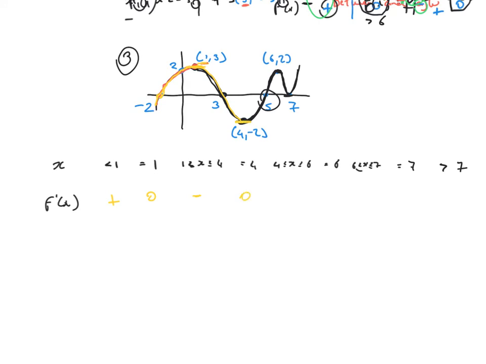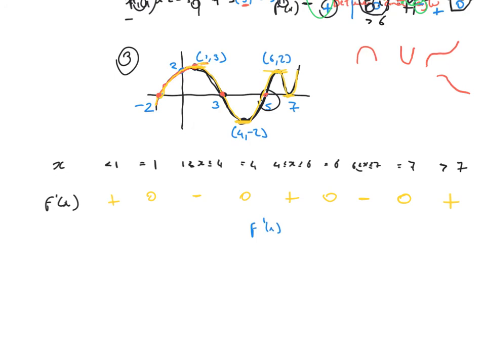At 4, the gradient is 0. Between 4 and 6, the gradient is positive. At 6, the gradient is 0. Between 6 and 7, the gradient is negative. At 7, the gradient is 0. After 7, the gradient is positive. Now notice that I didn't involve these points here because they're only distractors, they are not turning points. A turning point is when the curve turns. Alright? Okay, now I'm ready to draw the derivative.